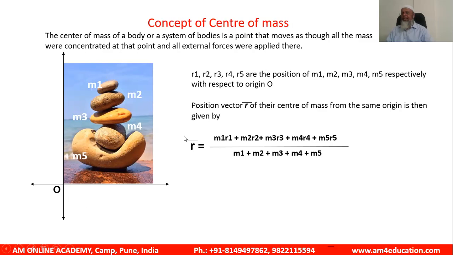So the position vector of center of mass, say R bar, is equal to M1 R1 plus M2 R2 plus M3 R3, M4 R4 plus M5 R5, upon the sum of all the masses. So this expression gives the position vector of center of mass. Okay, so hope the concept of center of mass is clear to you all.